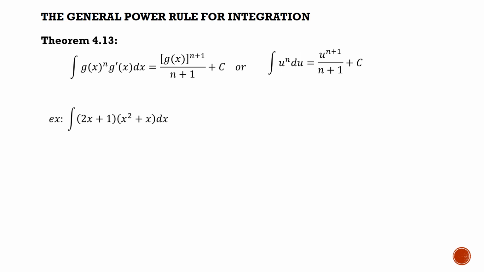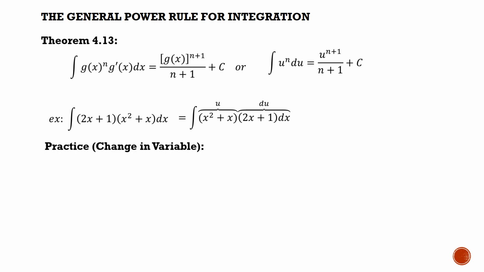So taking a look at this one, it doesn't quite look like there's a power, but there actually is a power. The power is 1. So x squared plus x to the power of 1, and the derivative of x squared plus x is simply 2x plus 1. So it actually fits the pattern, and we can simply use the general power rule to figure this out. So all I have to do is recognize that x squared plus x is the u part, and the du is simply 2x plus 1 dx.